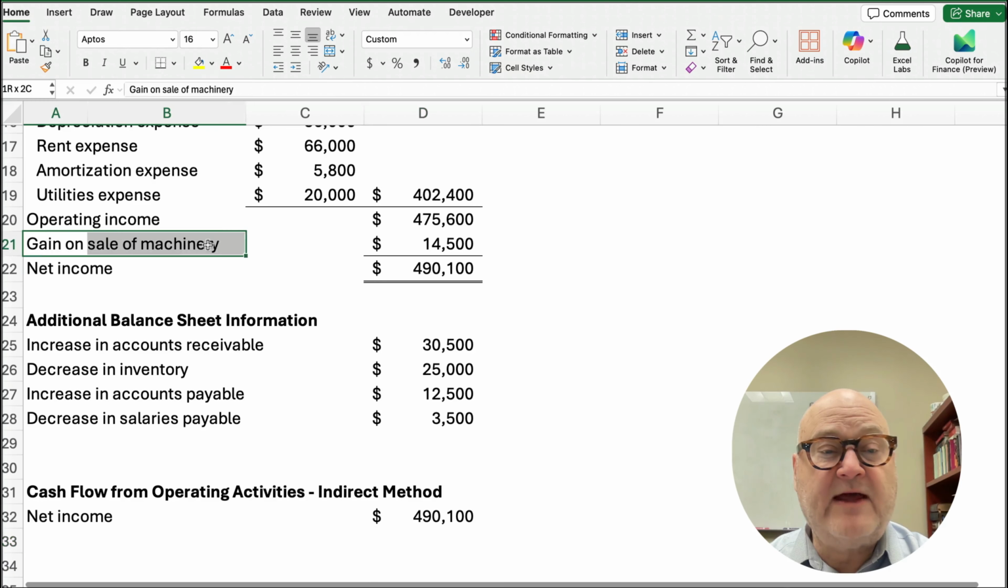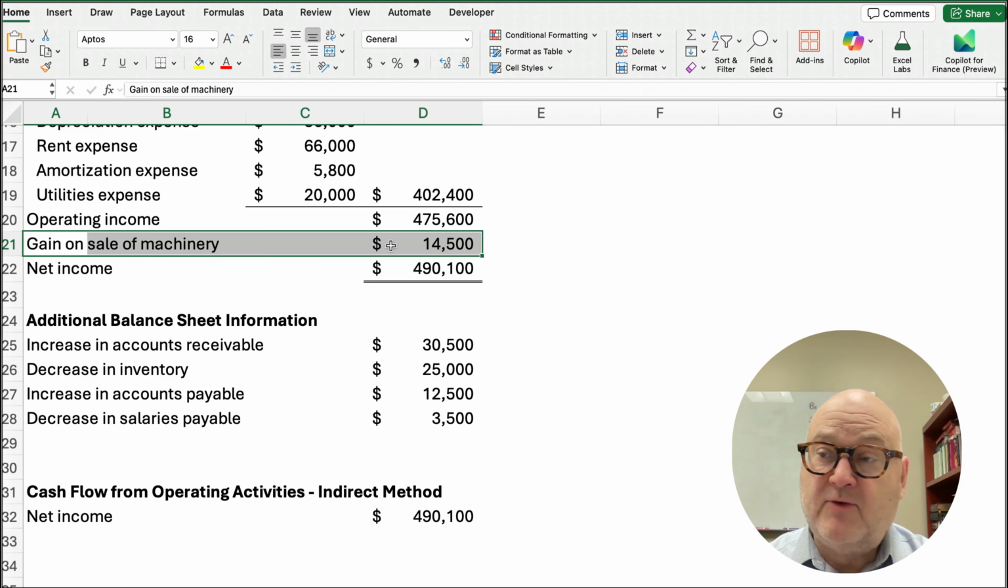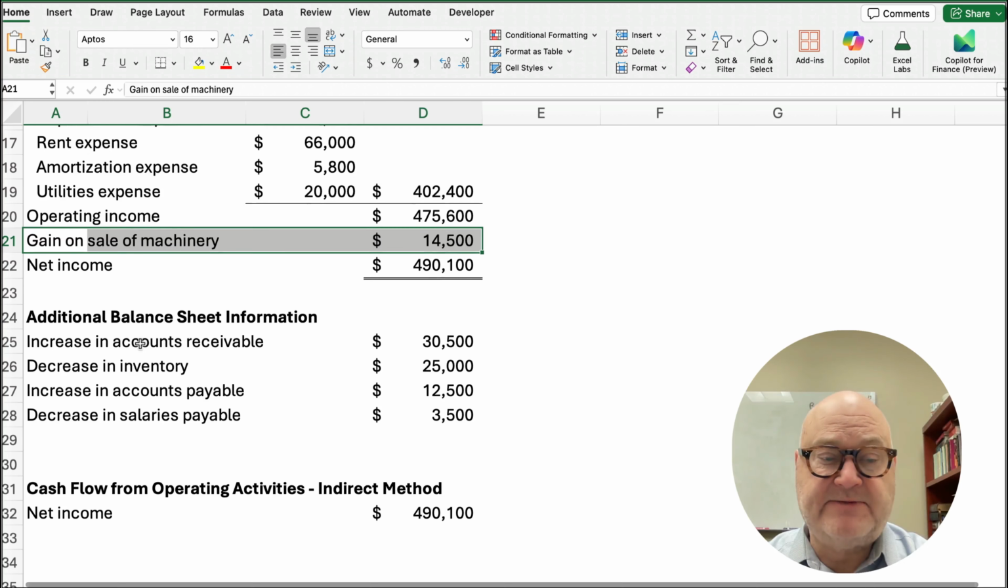By the way, the other thing we have is gain on sale of machinery. Remember our last video, the rules that we have. We're going to add any losses and subtract out any gains. This is not extra cash. We sold machinery for some amount, and then because our cost was less, we have a gain. Well, we need to back that gain out because we recognize all the cash that we received as an investing activity, and here we take this out of operating because the gain is not extra $14,500 in cash.